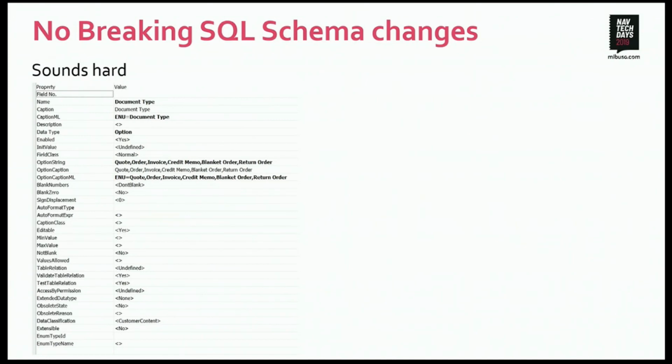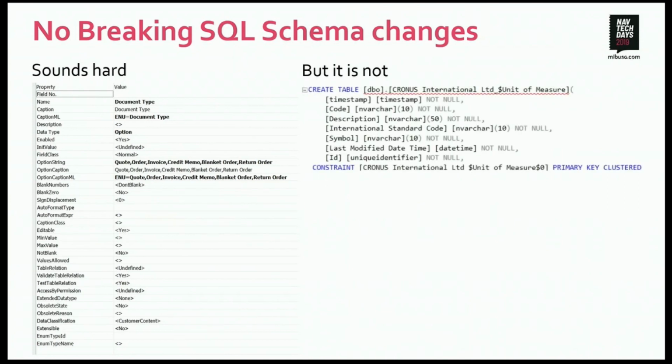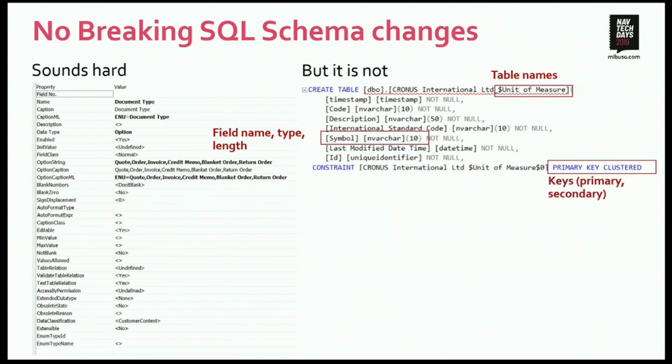And some of our internal developers were confused by this one. But in reality, it's not hard, because we store very few things in SQL. So this is a table definition here. And if you take a look at this, we are storing table names. We are storing field name, type, and length, if applicable. And we are storing primary keys. So these are the only things that you should not change on a table if you would like to have a good experience with moving to 15 and beyond.